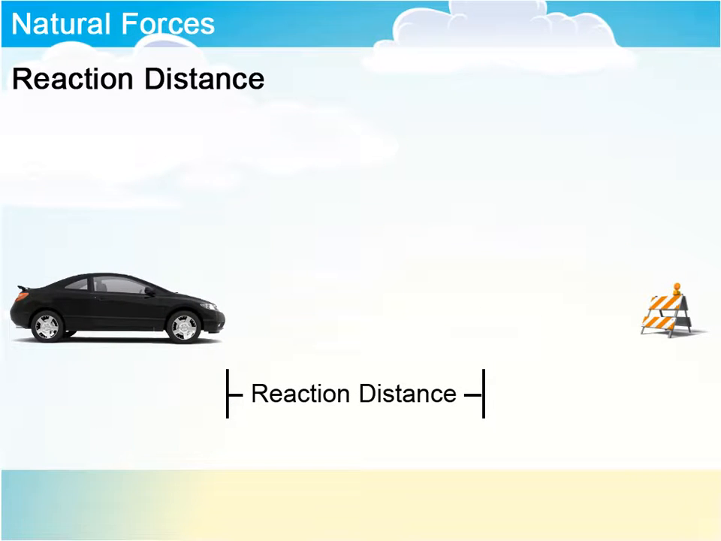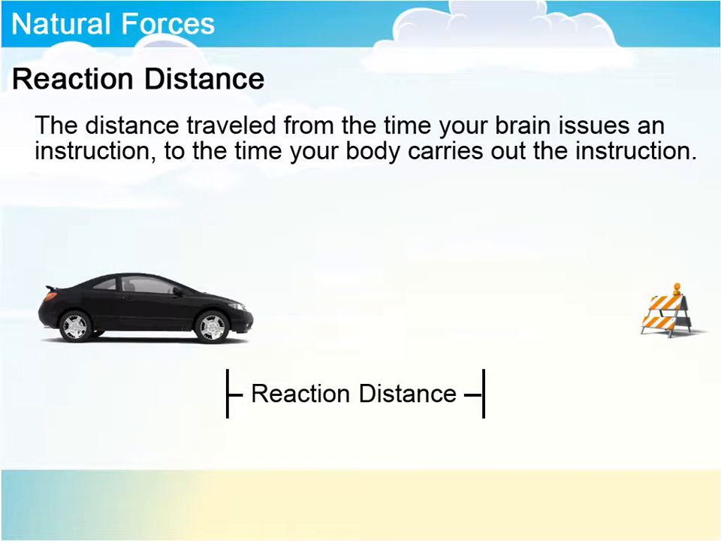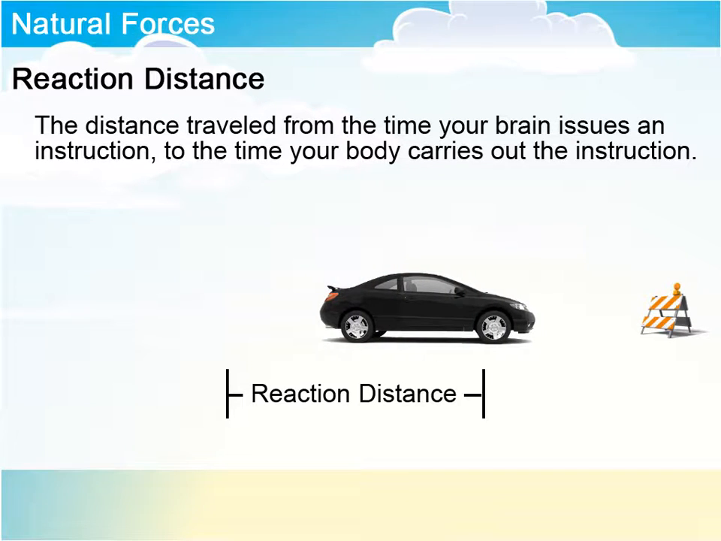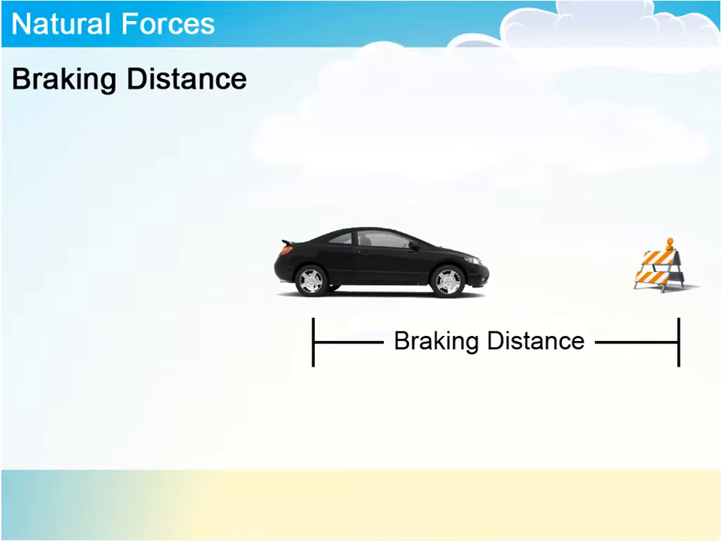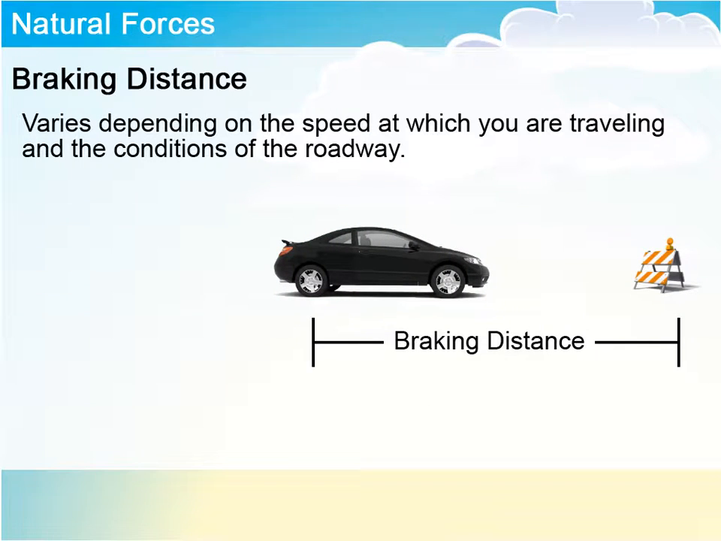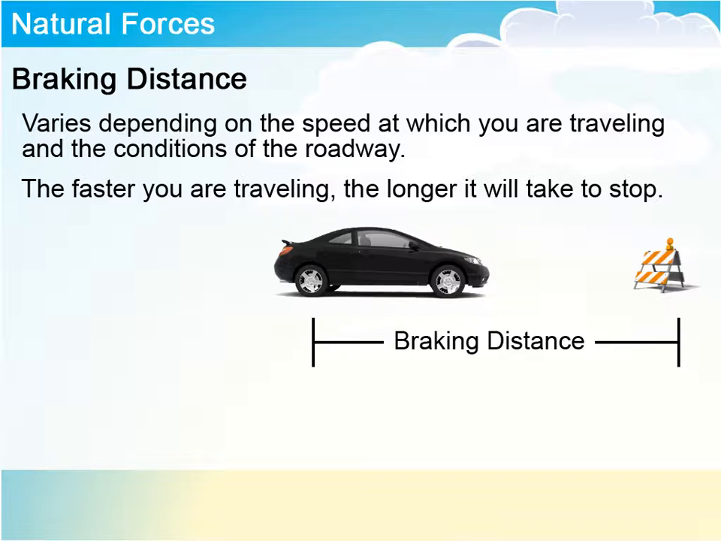Reaction distance. This is the distance traveled from the time your brain issues an instruction to the time your body carries out the instruction. An example of this would be the amount of time it takes to lift your foot and press the brake pedal. Braking distance. This will vary depending on the speed at which you are traveling and the conditions of the roadway and the vehicle. The faster you are traveling, the longer it will take for your vehicle to stop.